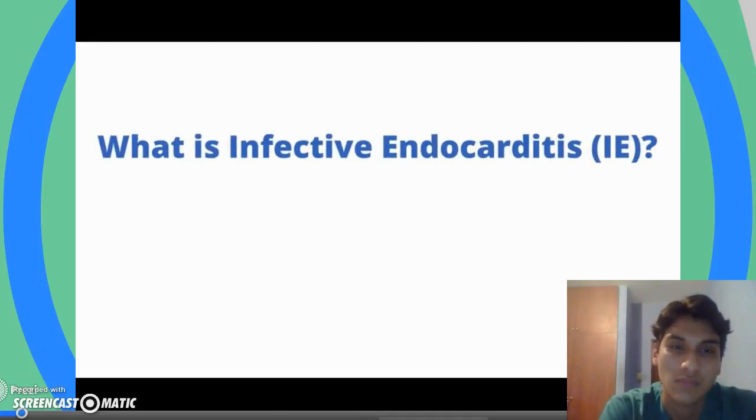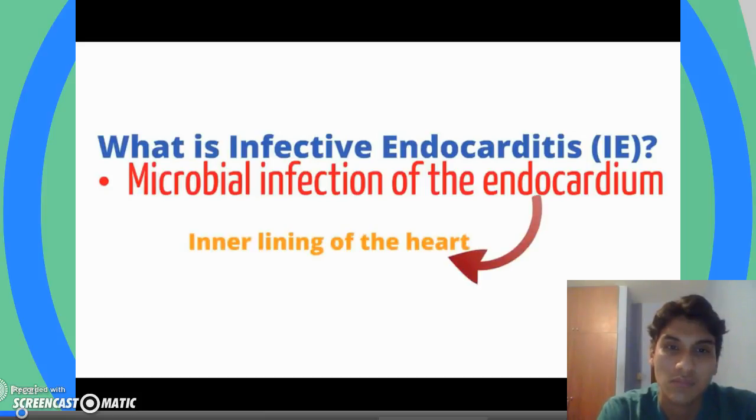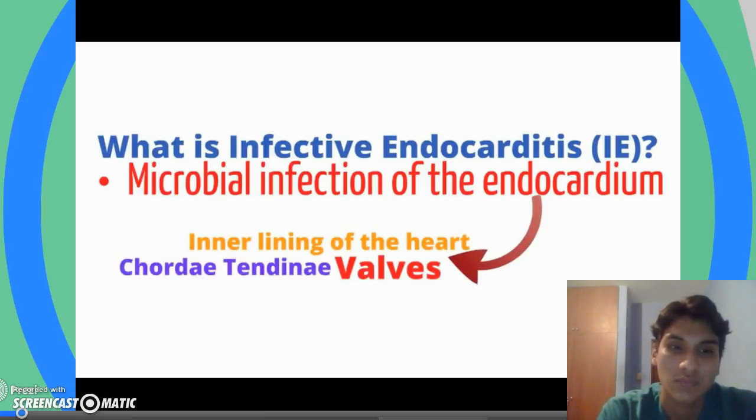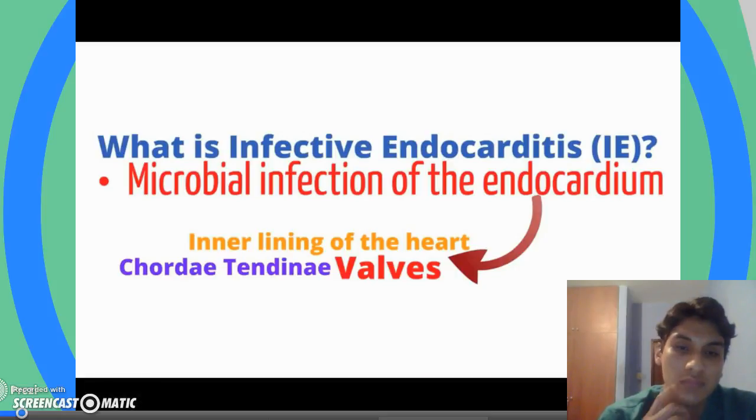Well, infective endocarditis is a microbial infection of the heart endocardium. The heart consists of 3 layers of tissue. The outermost layer is the epicardium, then the myocardium, and finally the innermost layer is the endocardium. The endocardium covers all structures within the heart, including the valves and the chordae tendineae. Just as a refresher, the valves are like a parachute that regulate the movement of blood from chamber to chamber, while the chordae tendineae are the cords that hold the parachute or valves open.